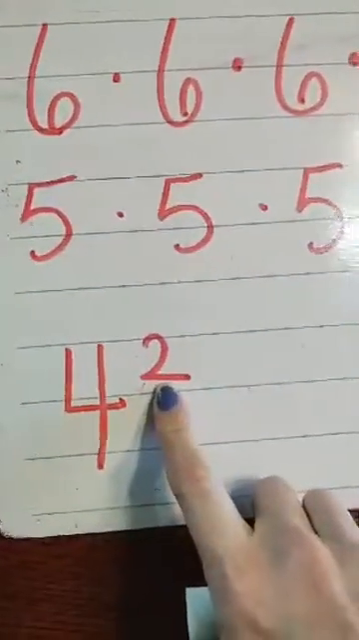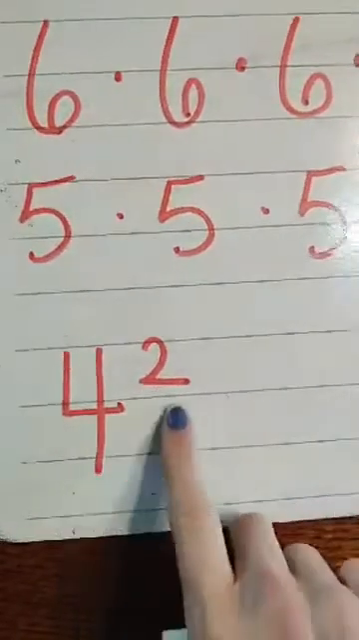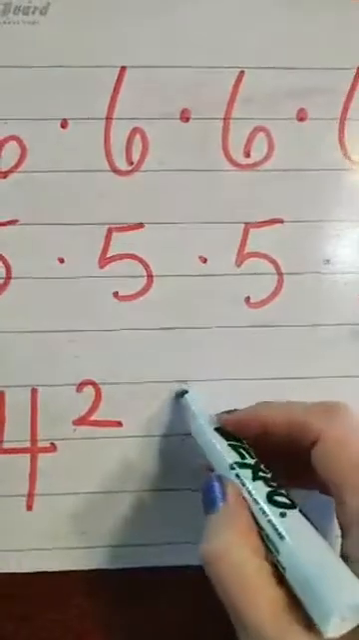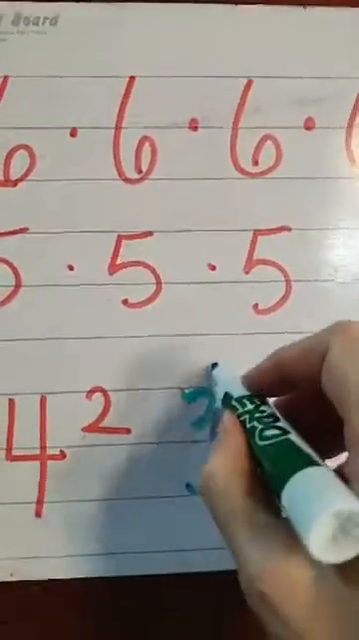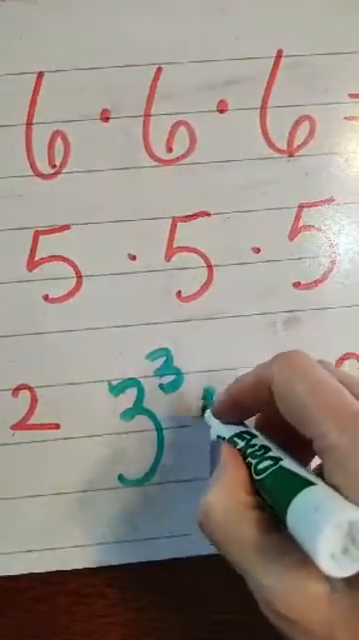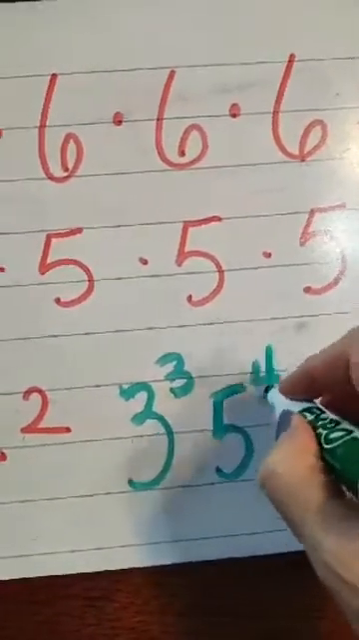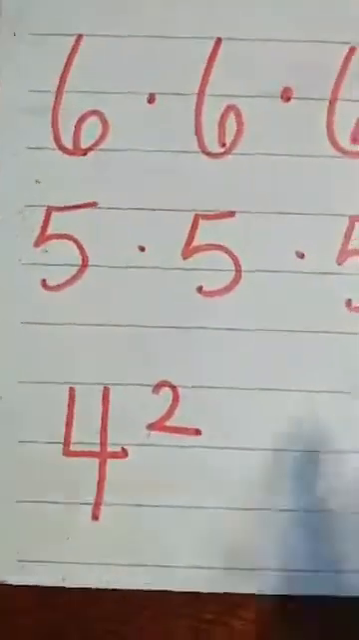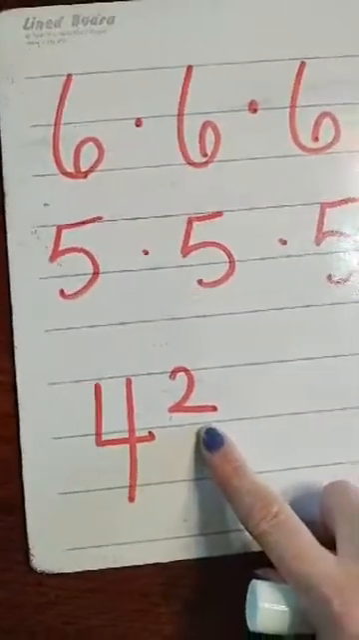Exponents are these raised smaller numbers next to another number. So this is 4 squared. If I had this, it'd be 3 cubed, or this, 5 to the 4th power. Those are different ways that we might say those. But that's what an exponent is, this little raised number.